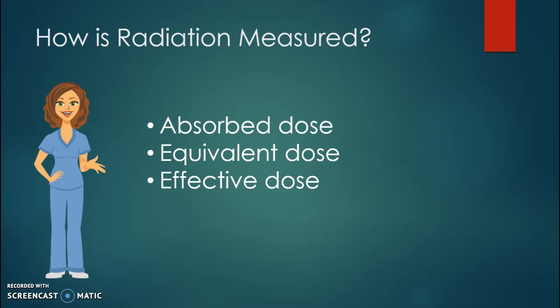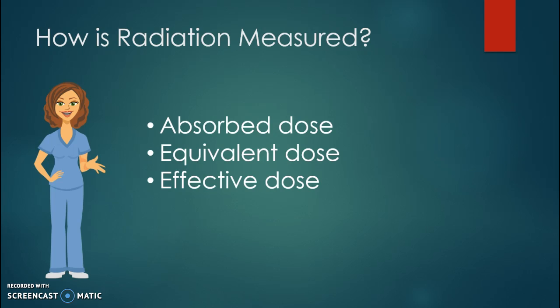Equivalent dose is the amount of energy that it takes to damage the properties of different types of radiation into account. For instance, the difference between equivalent dose and absorbed dose is absorbed dose tells us the energy deposited in a small volume of tissue. Equivalent dose addresses the impact that type of radiation has on the tissue.